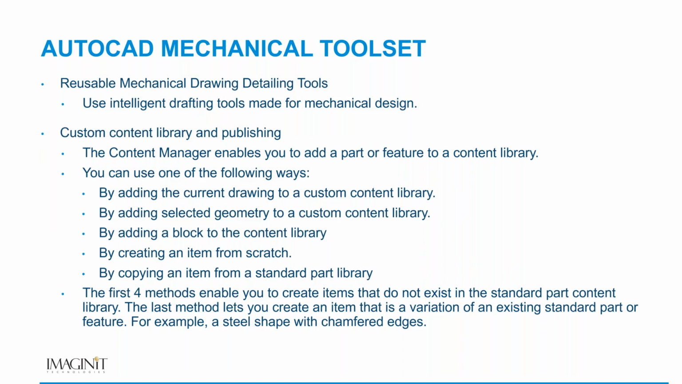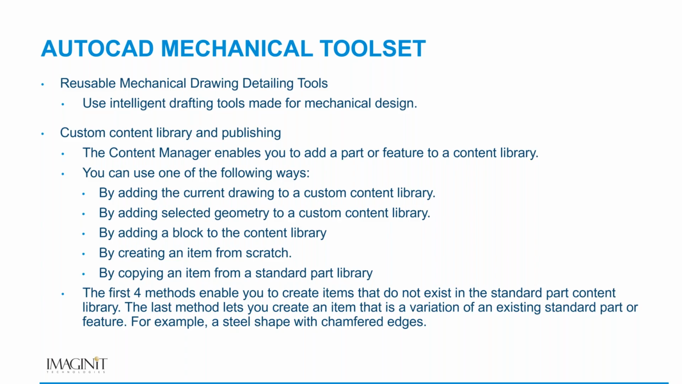So we also have reusable mechanical drawing detailing tools. You can use these intelligent drafting tools that are made for mechanical design. And you also have custom content library and publishing. The content manager enables you to add parts and features to a content library. You can use one of the following ways: by adding a current drawing to the custom content, selecting geometry, adding a block, creating an item from scratch, and copying an item from a standard part library. The first four methods enable you to create items that do not exist in the standard part content library.